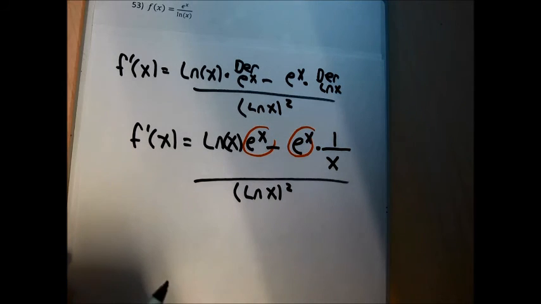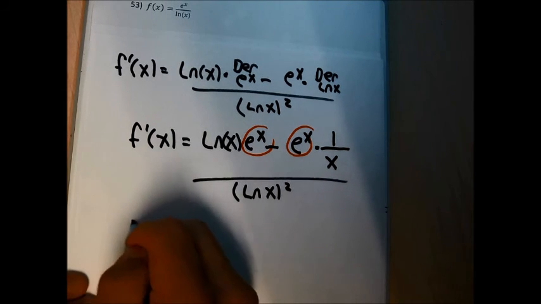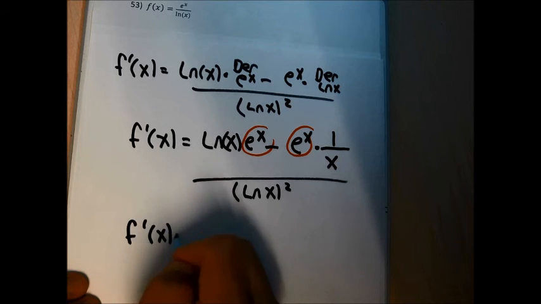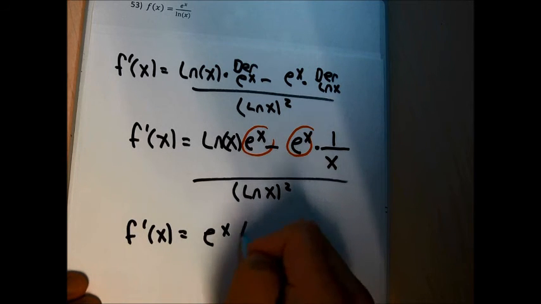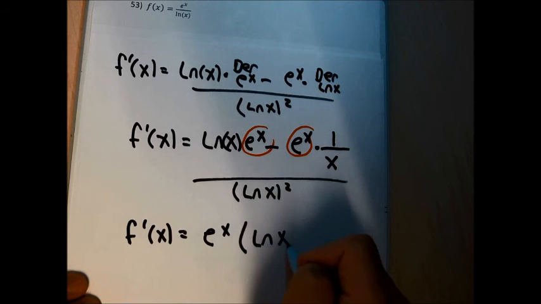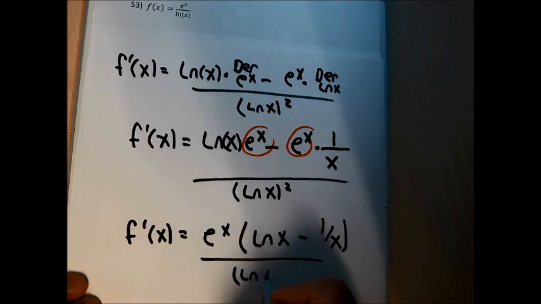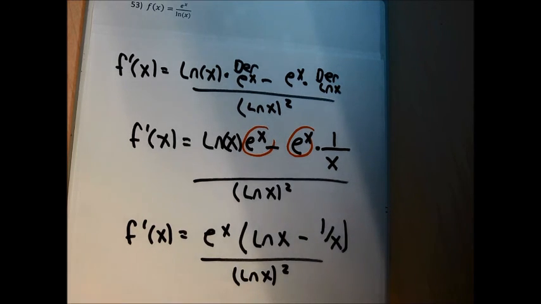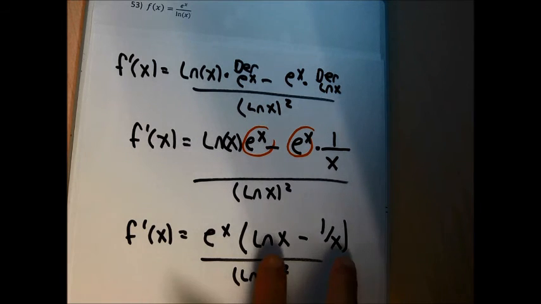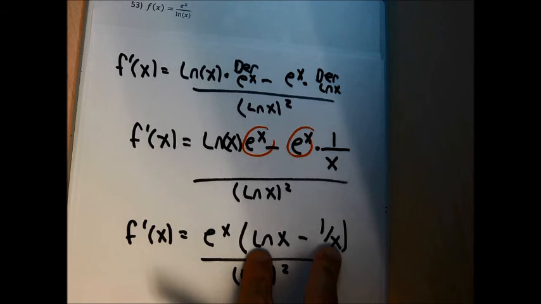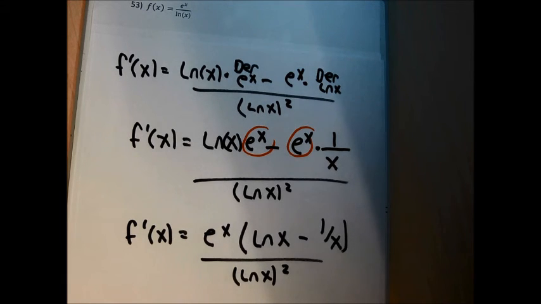So your answer is going to be almost like mine, just slightly different. f prime of x is equal to e to the x times the natural log of x minus 1 over x, all over the natural log of x quantity squared. Nothing cancels. The only other thing I could do is combine those two terms in the parentheses by getting a common denominator. I didn't do that for my 54, so you won't have to do it for your 53.